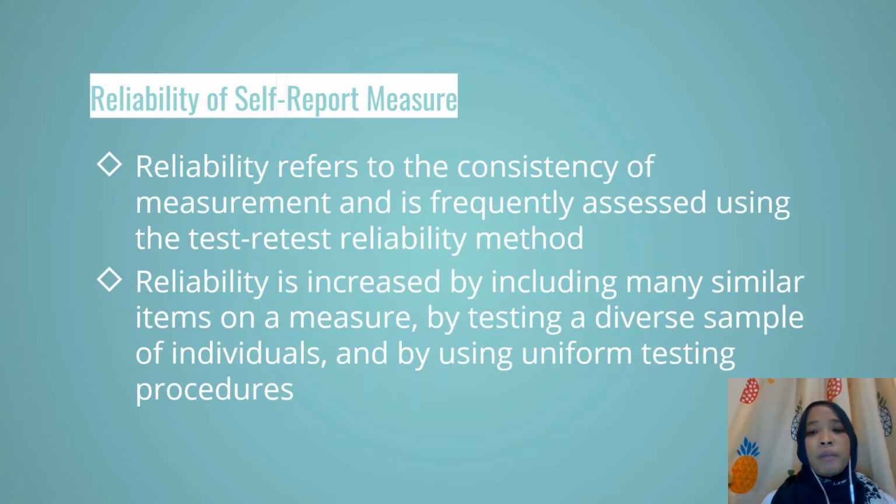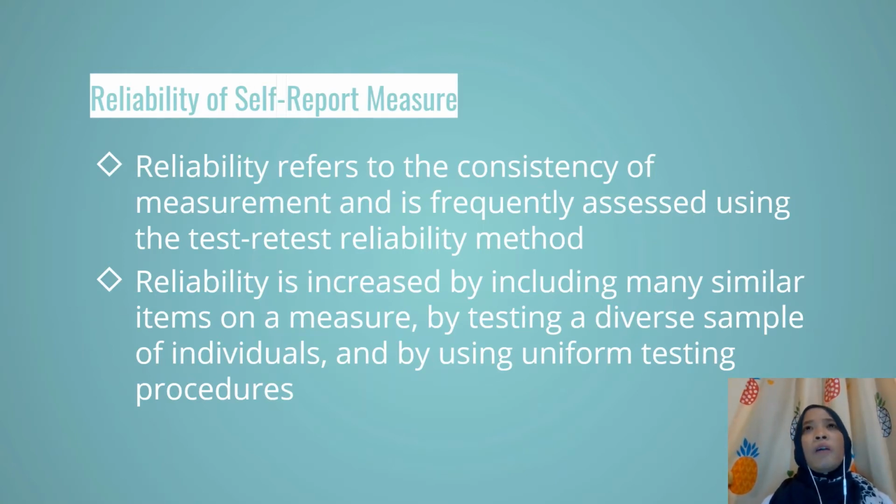Reliability is increased by including many similar items on a measure, by testing a diverse sample of individuals, and by using uniform testing procedures. So you can actually use similar items on a measure, and perhaps you might have experienced this whenever you're completing a questionnaire. Maybe you think, I think I have responded to this item before, like just 5 items ago, the same items.